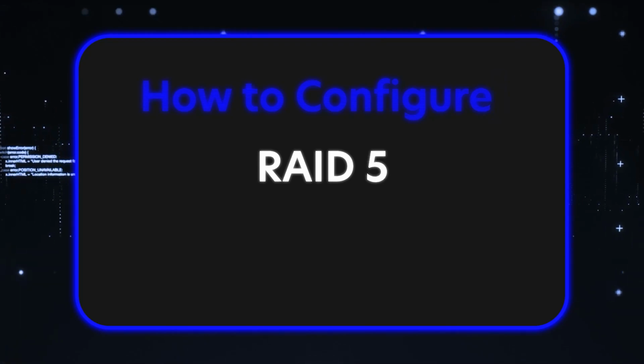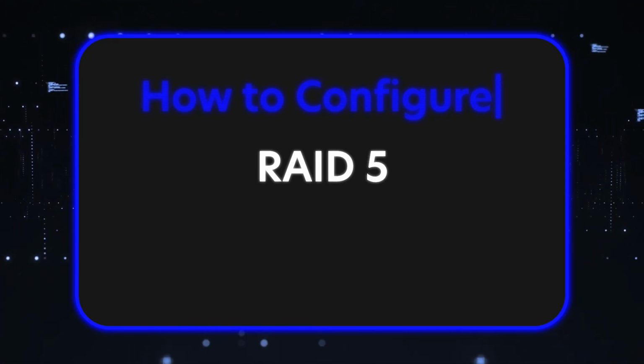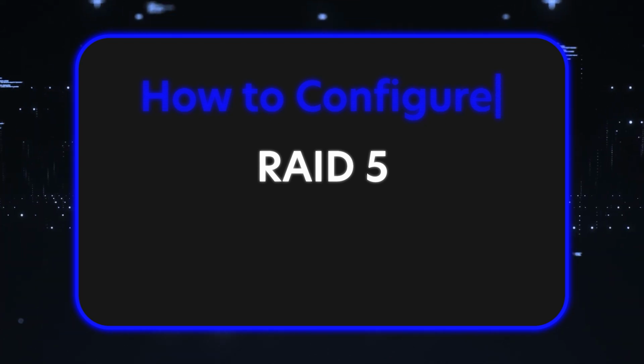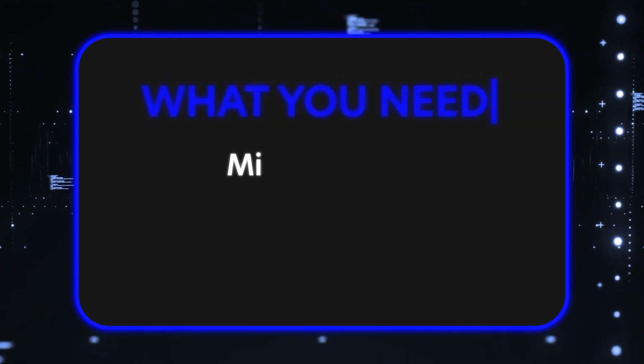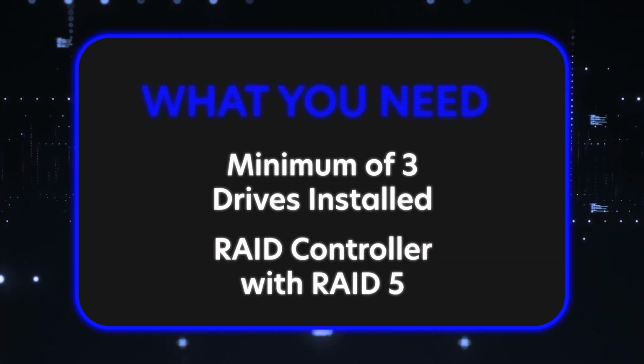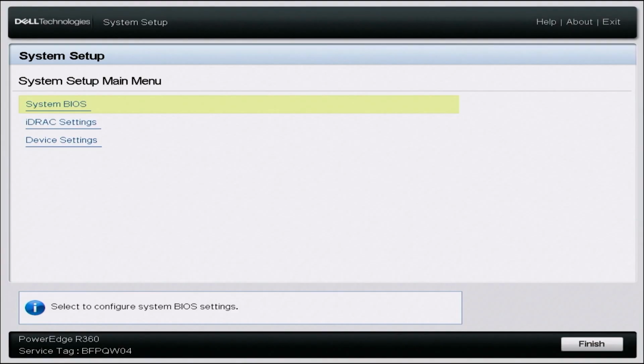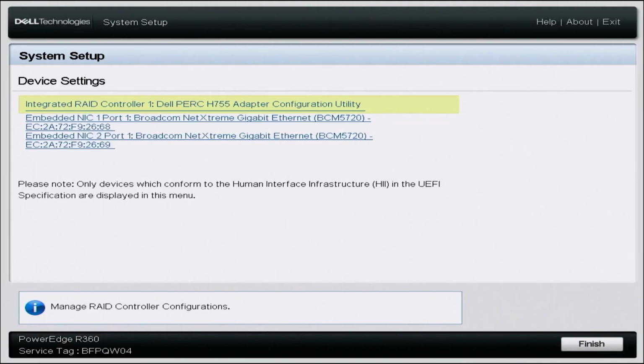All right, so now we're going to show you step-by-step instructions on how to configure RAID 5 with your server. Now, RAID 5 is one of the most common configurations out there. It will require a minimum of 3 drives and a RAID controller that supports RAID 5. During POST, you'll press F2 to reach System Setup. Once you're in System Setup, you'll go to Device Settings, and now you will select the desired RAID controller that you installed into your machine.